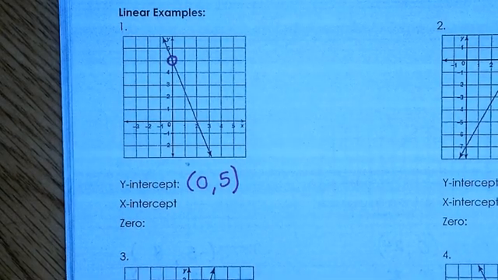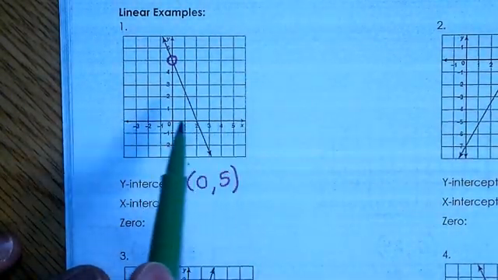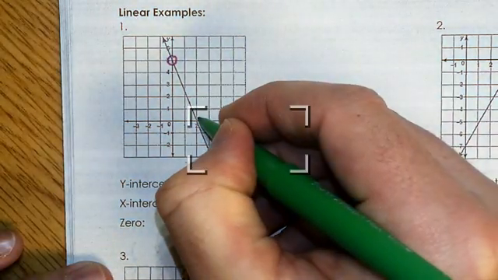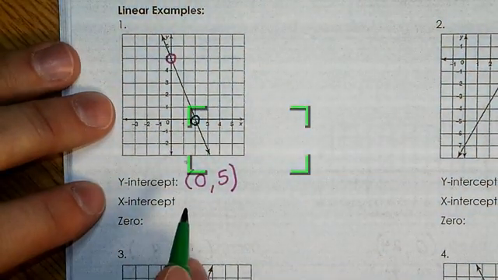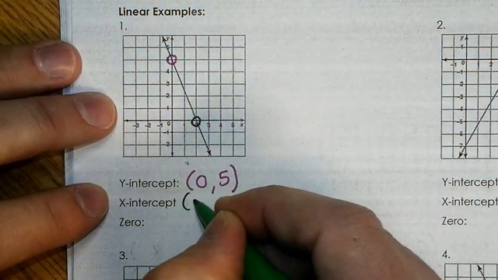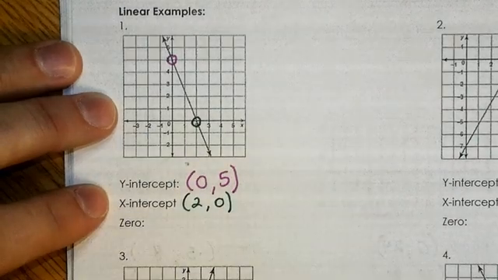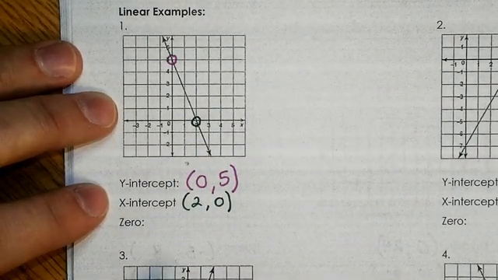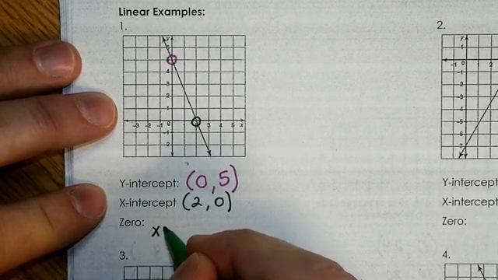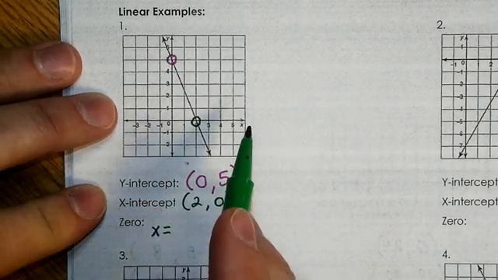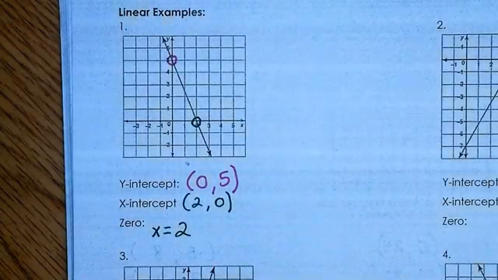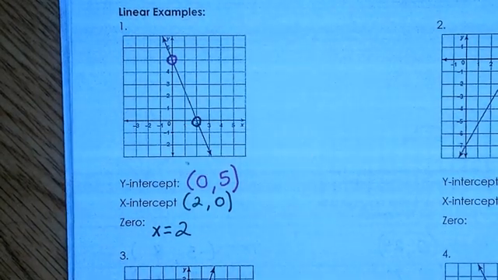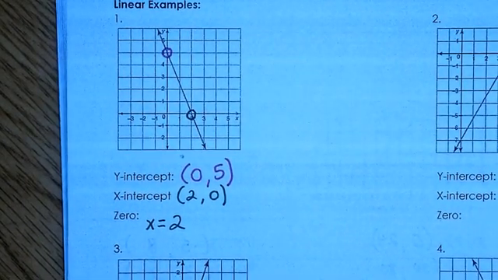What about our X-intercept? Where does the graph cross our X-axis? 2. Doing this one in a different color. This is green. So what is our X-intercept here? 2, 0. Excellent job. And our 0 here is X equals, where does it cross the X-axis? At 2. So X equals 2. And we are done with that question. Is that not easier? That's pretty easy, right?